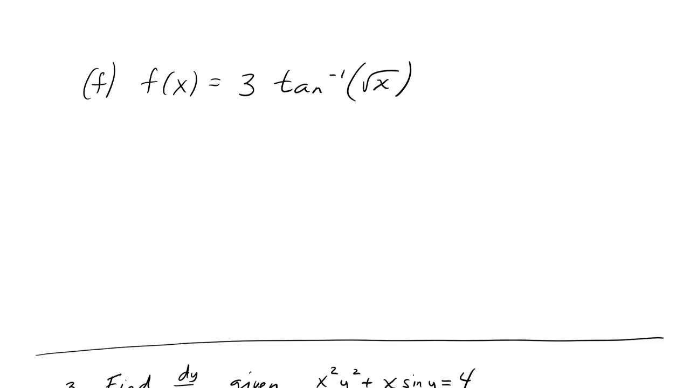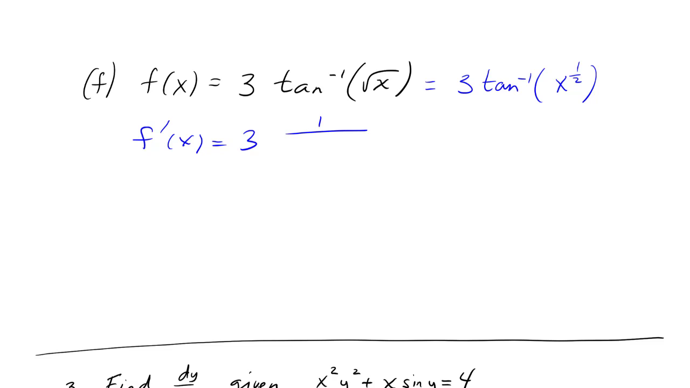Okay, let's continue with another derivative one here. So we have f of x is 3 inverse tan of radical x. Again, I'm going to think of this as 3 inverse tan of x to the 1/2. So I really have 3 inverse tan of something. So, constant multiple 3. Inverse tan, now the derivative of inverse tan is 1 over 1 plus x squared.